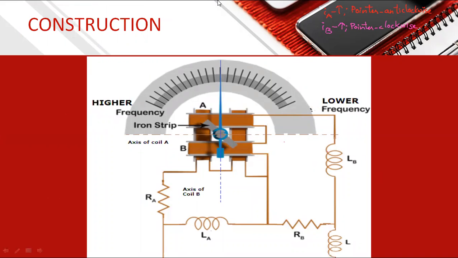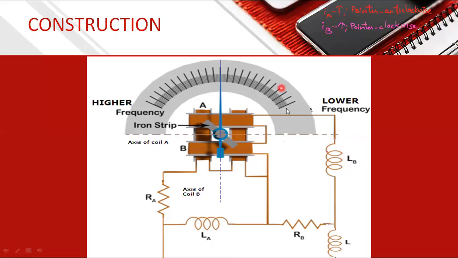We have discussed many things here, but we did not discuss the values of LA, LB, RA, RB. So how are the values of LA, LB and RA, RB decided? They are decided taking normal frequency into consideration. So if normal frequency supply is connected across the terminals of the Weston type frequency meter, then the values of RA, RB, LA, LB are chosen in such a way that the current through coil A should be equal to current through coil B.